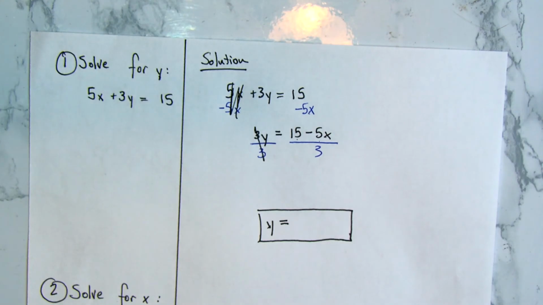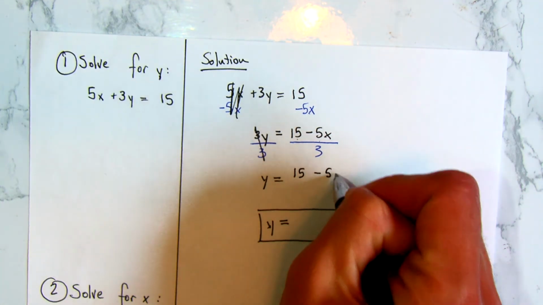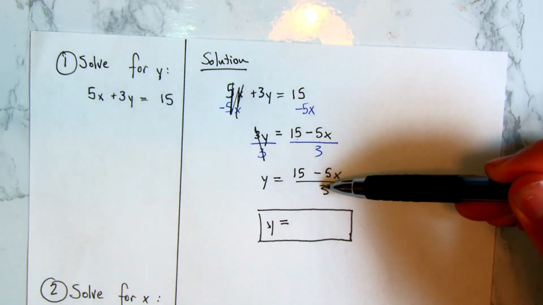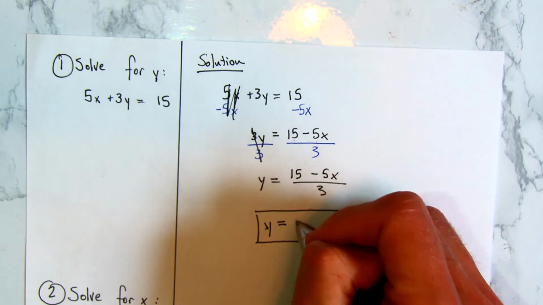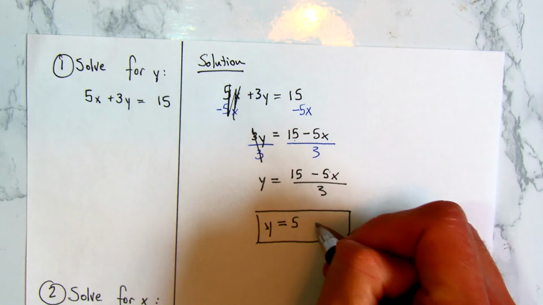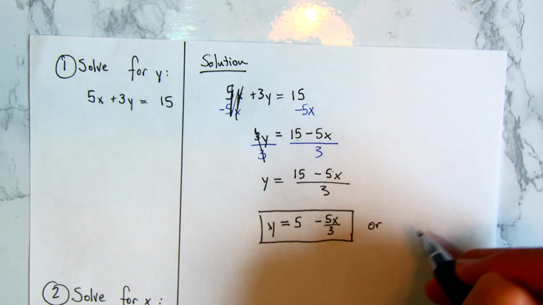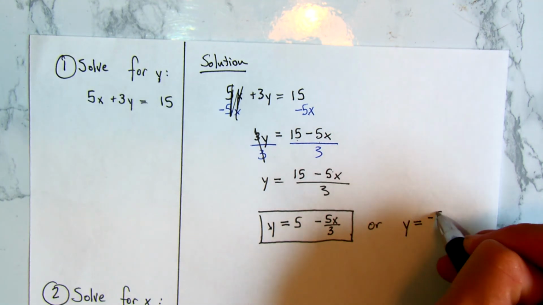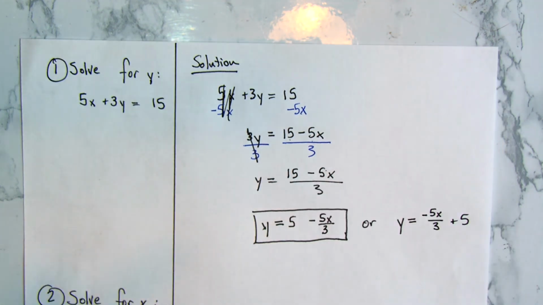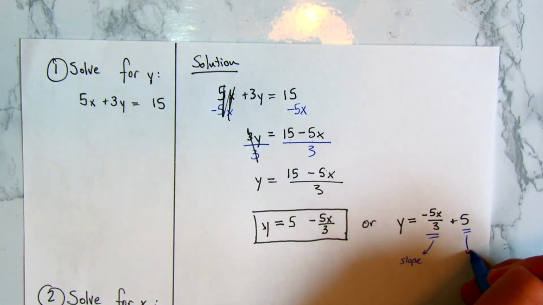So 3 divided by 3, that's gone, and it's just y equals 15 minus 5x. Everything is divided by 3, so be careful on this one. 15 divided by 3, I can actually do that. 15 divided by 3 is 5. And negative 5x divided by 3 is just negative 5x divided by 3. So there's your answer, or you might see it written in slope intercept form. This is kind of nice because look, here's the slope and here's the y-intercept.